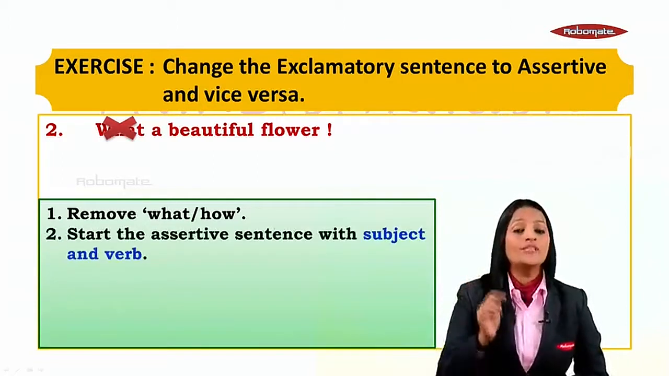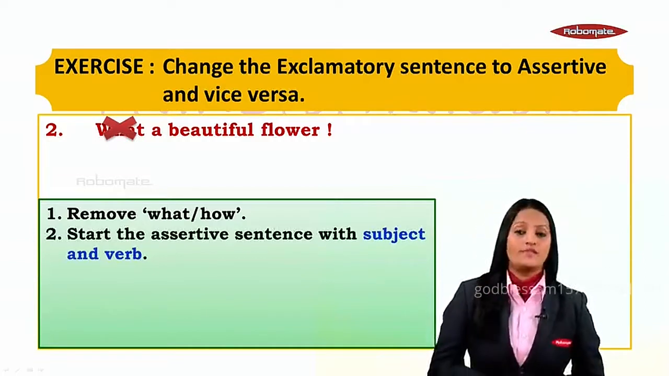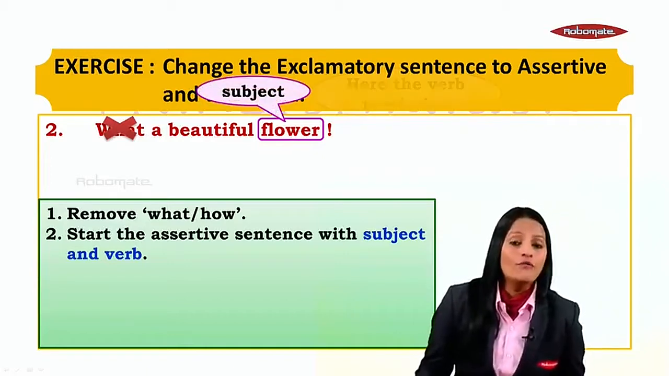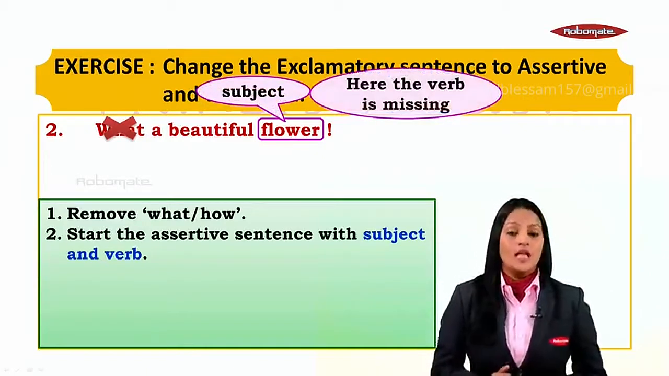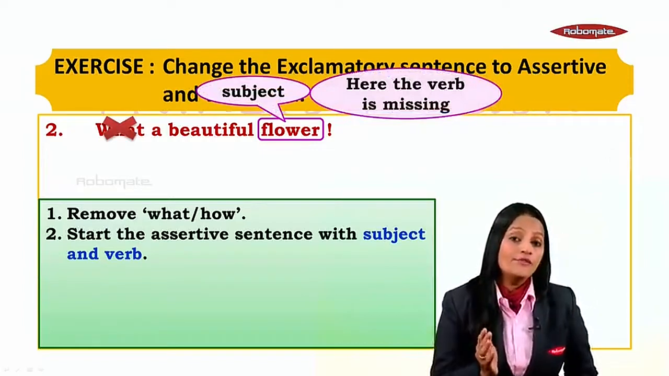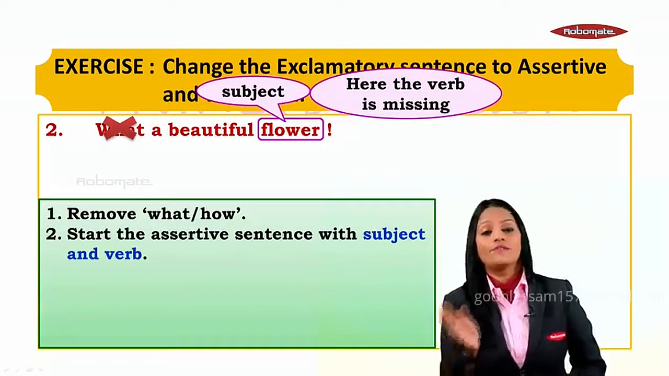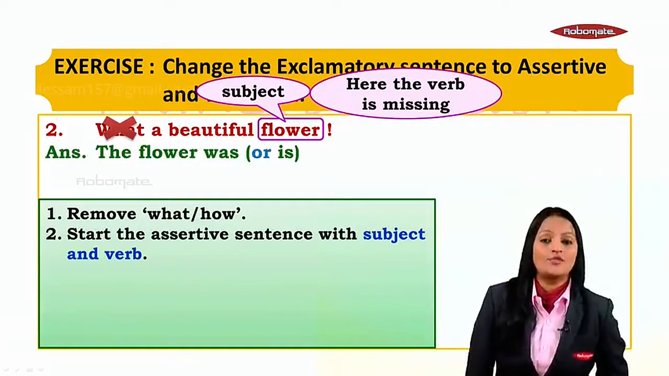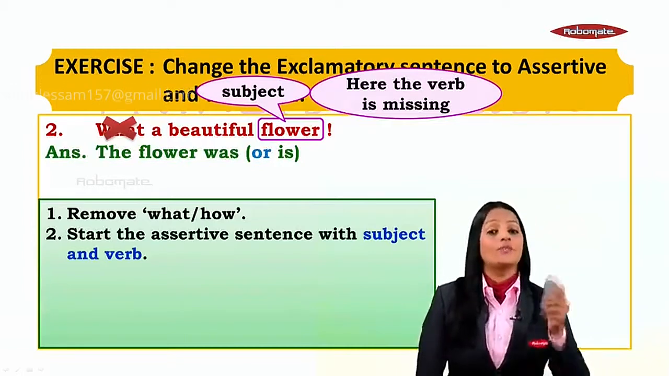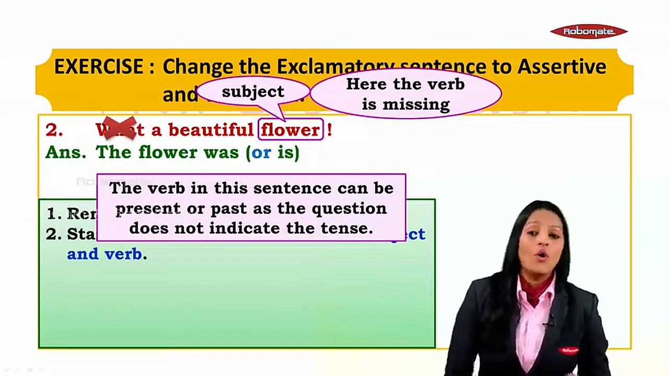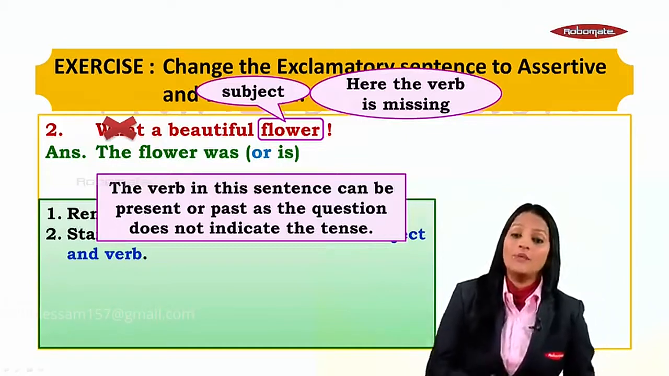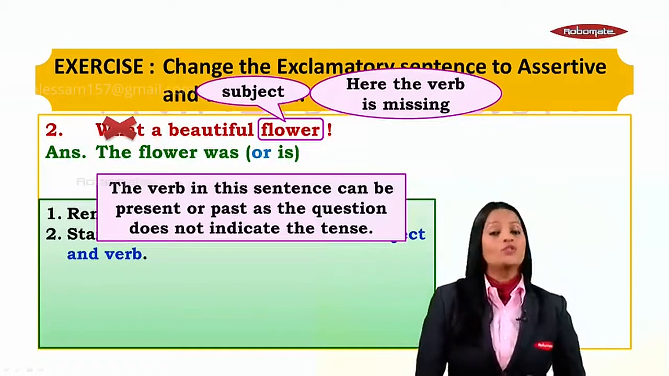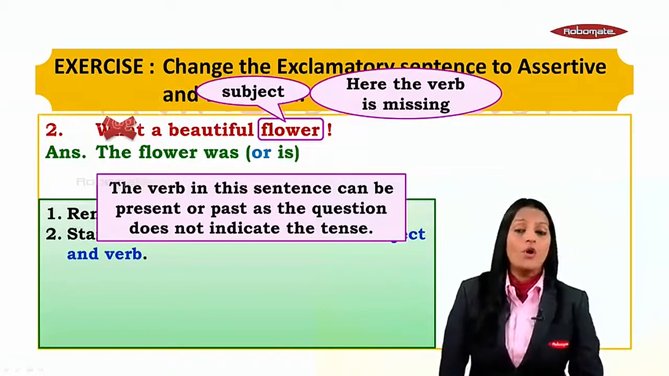Now, what do? We start the assertive sentence with the subject and the verb. Look at this. Flower is the subject, but there is no verb here. Here the verb is missing. That means it could be "what a beautiful flower it is" or "what a beautiful flower it was." The sentence could be in any tense. Now we start with the subject. "The flower." Of course, we have to add a verb here, "was" or "is." The verb in this sentence can be present or past as the question does not indicate the tense. So we will say "the flower was" or "is."